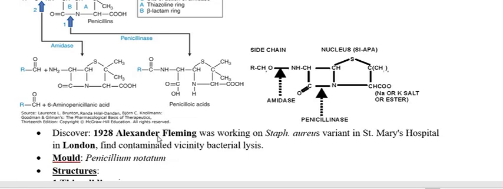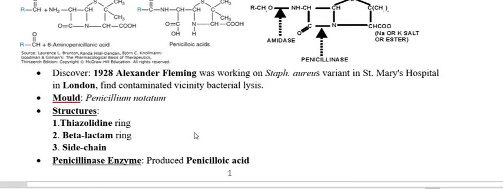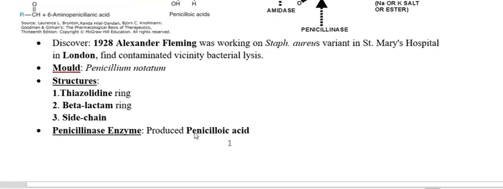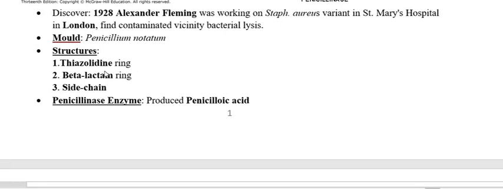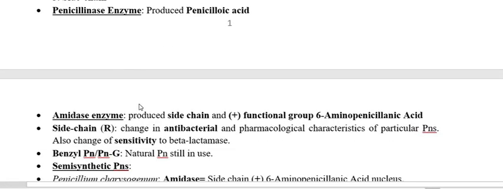So Alexander Fleming, in the year 1928, discovered penicillin G from a fungus, and the name of the mold was Penicillium notatum. I had already mentioned the structure of penicillin. They possess a thiazolidine ring, a beta-lactam ring, and a side chain. So this is about the structure.